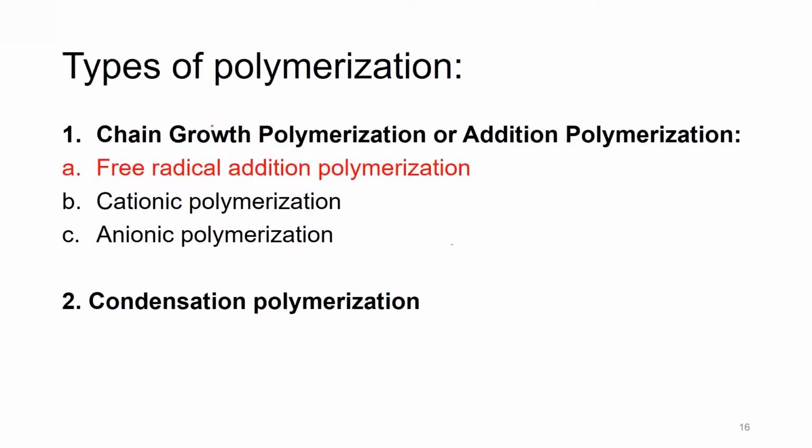Now, from the previous video, you know that there are two types of polymerization: the chain growth polymerization, or what we call addition polymerization, and the condensation polymerization. This video will focus on the free radical addition polymerization as one type of the chain growth polymerization. You could see that there are another two types, which are the cationic polymerization and the anionic polymerization as well.